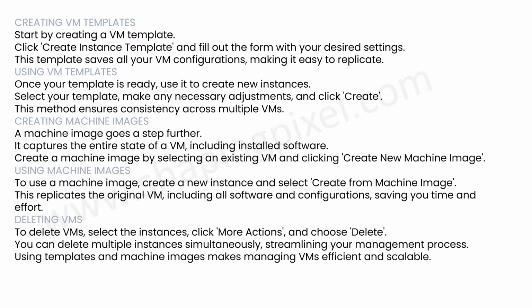Create a machine image by selecting an existing VM and clicking create new machine image. To use a machine image, create a new instance and select create from machine image. This replicates the original VM, including all software and configurations, saving you time and effort. To delete VMs, select the instances, click more actions and choose delete. You can delete multiple instances simultaneously, streamlining your management process. Using templates and machine images makes managing VMs efficient and scalable.